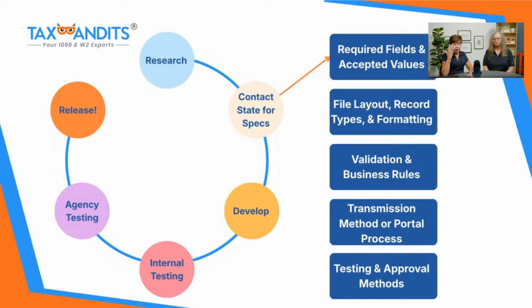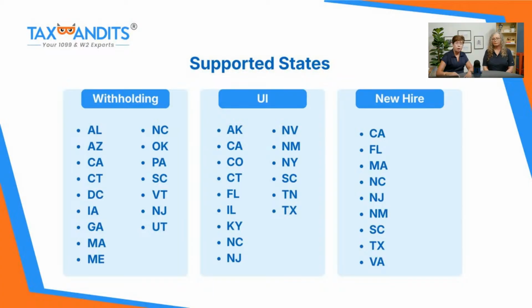This is just a little diagram that kind of goes over that process. Again, everything starts with research, and then there's several different steps that we go through before it's released into your TaxBandits account. Here are the states that we're currently supporting. There is a breakdown of withholding, unemployment, and then new hire reporting.